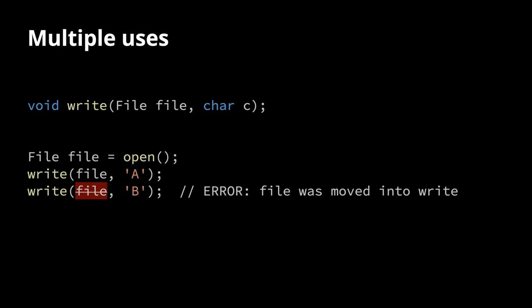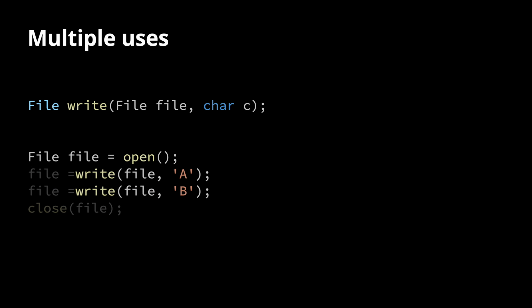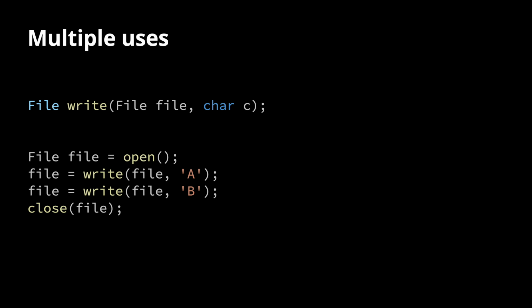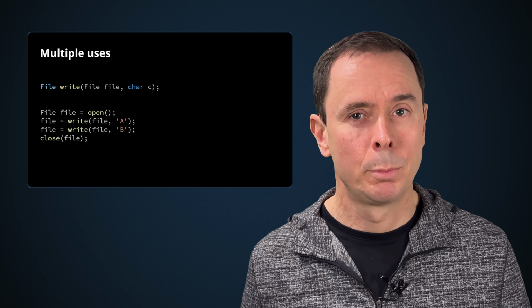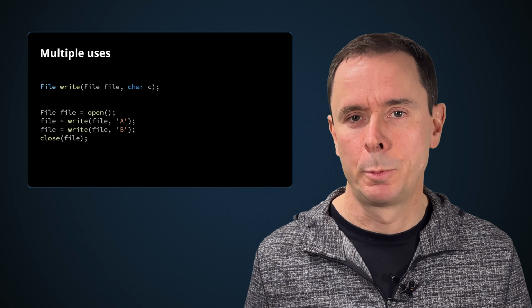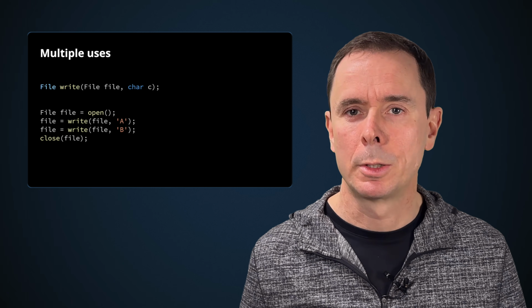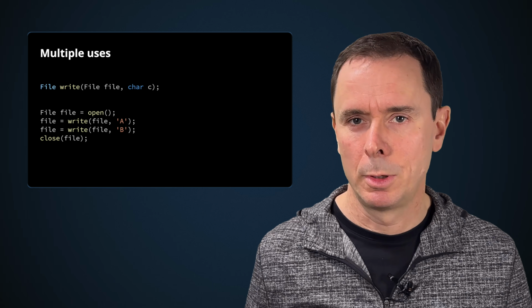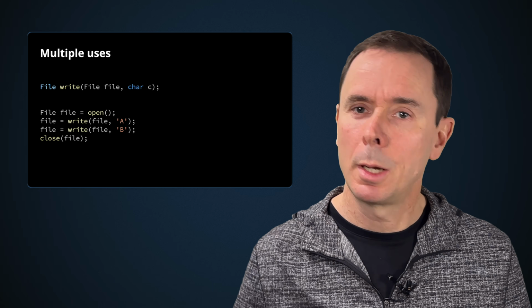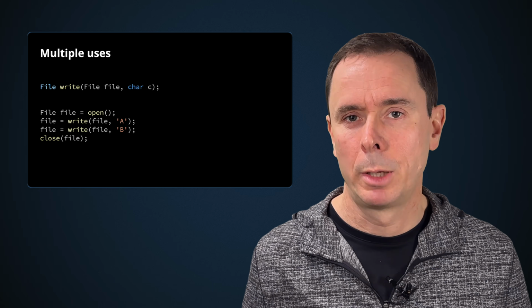Well, what if we make the function return the file? That would be great, right? So now we can call file equals write file, file equals write file. Yeah, that would be terrible, but we have retained the property that at every point in the program, there is only one variable that can access the file. And that's important because that's how we prevent use after close bugs. We never copy the object. We temporarily give the file to the write function, and then we get it back when the function returns. You could say the write function temporarily borrows the file to operate on it.